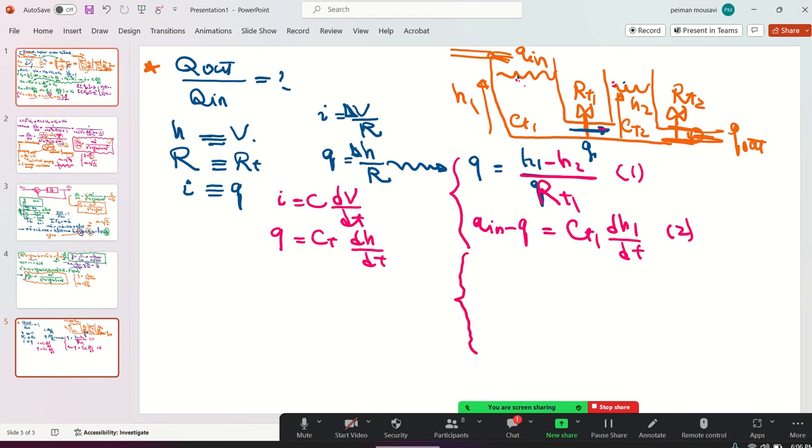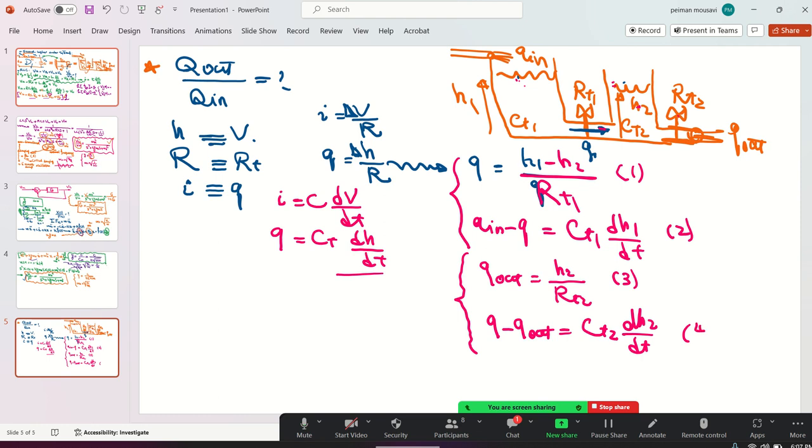Now for tank 2. In tank 2, Q out is only affected by H2 and R2, so it's going to be H2 over RT2, relation number 3. And for this relation, Q minus Q out equals CT2 dH2 over dt. This is the analogy with the electric circuit. So, 4. What do we want to find? We want to find Q out over Q in. You got it, everybody?